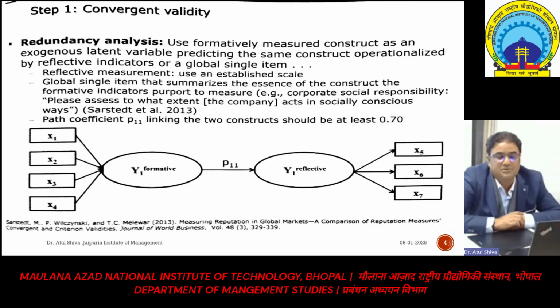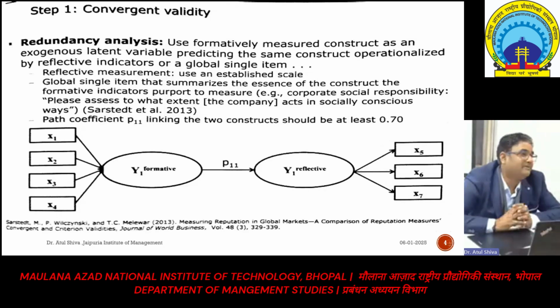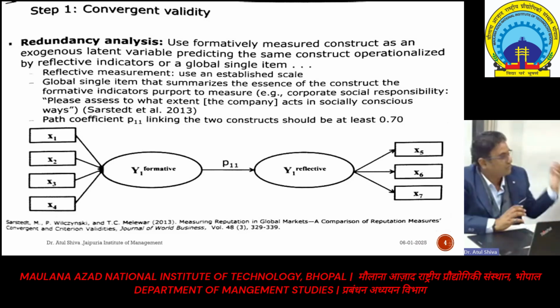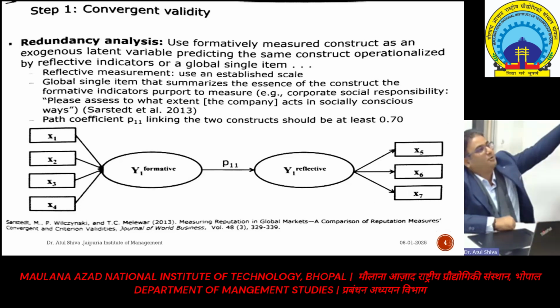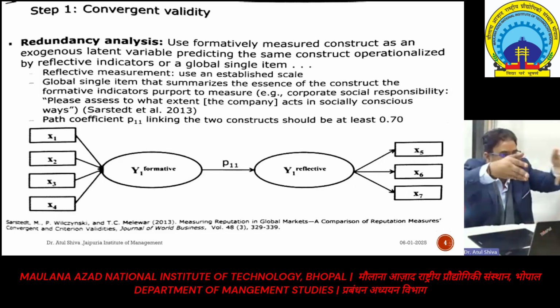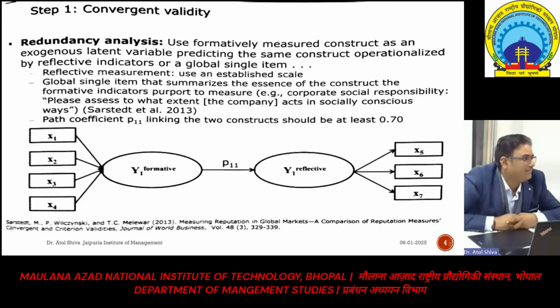For example, if your construct is loyalty, you can frame it: please assess to what extent you are loyal to your organization. If your formative construct is customer satisfaction: please assess to what extent you are satisfied with our financial services. Right? This is covering the overall essence of the construct. So these inverted commas have to be asked by me in addition to the 4 items in the questionnaire. And then I have to say these 4 items are converging into my overall item.